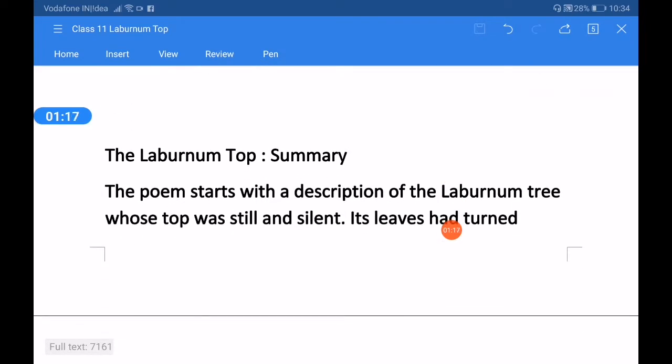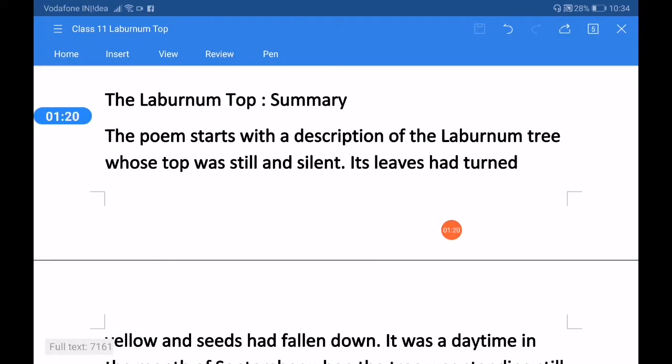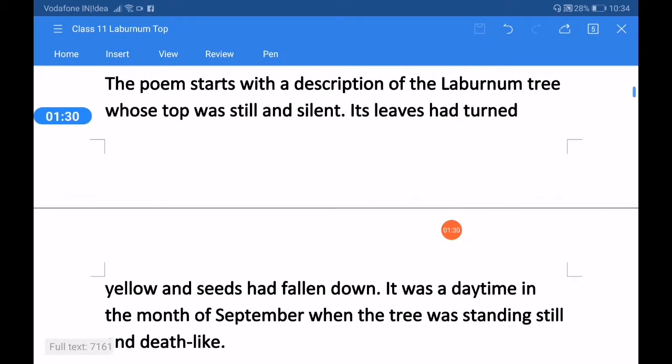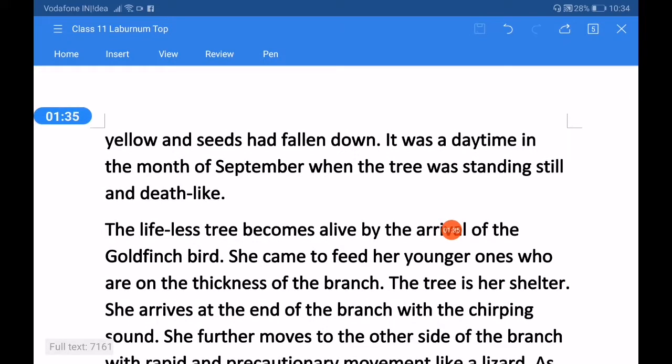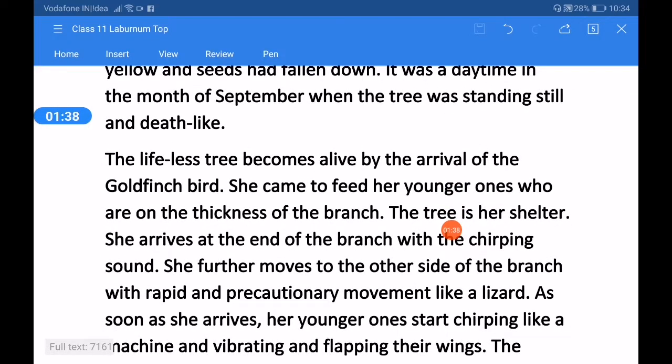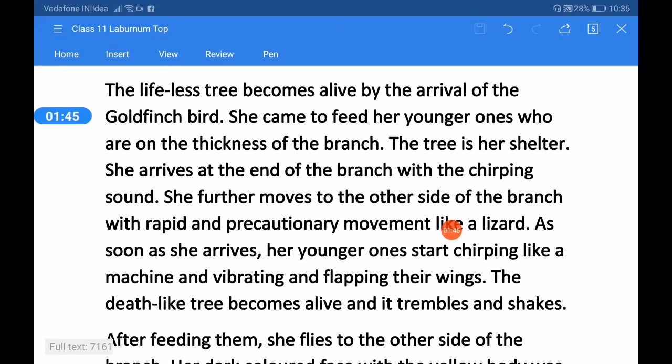Dear students, let us have the summary of the poem, The Laburnum Top. The poem starts with a description of the laburnum tree, whose top was still and silent. Its leaves had turned yellow and seeds had fallen down. It was daytime in the month of September when the tree was standing still and death-like. The lifeless tree becomes alive by the arrival of the goldfinch bird. She came to feed her younger ones who are in the thickness of the branch.